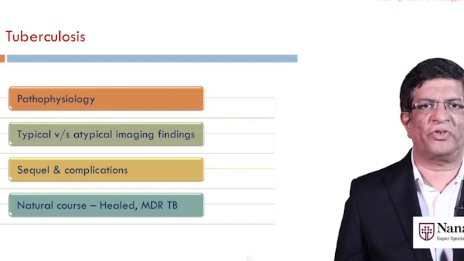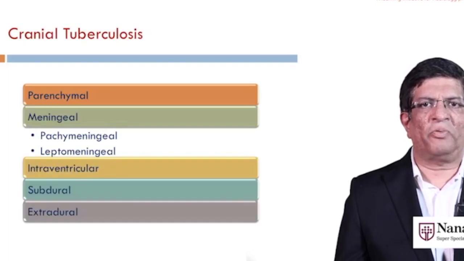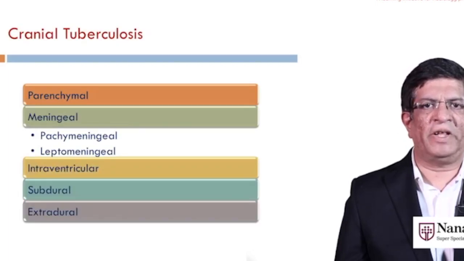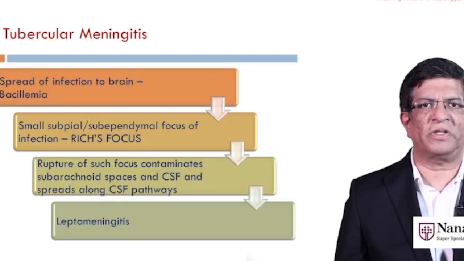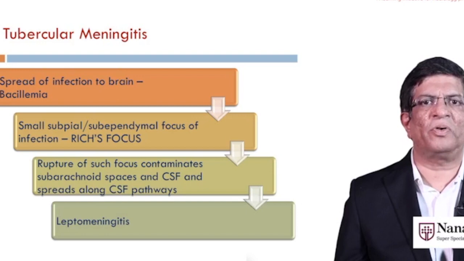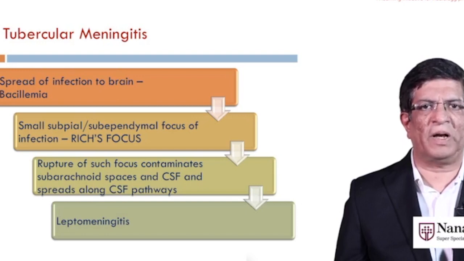We'll look at its pathophysiology, typical versus atypical imaging findings, sequelae and complications of CNS tuberculosis, and the natural course of healed tuberculosis and MDR-TB. Cranial tuberculosis is broadly divided into parenchymal, meningeal, which is further divided into pachymeningeal and leptomeningeal, intraventricular tuberculosis, subdural tuberculosis, and extradural tuberculosis. Of all these, leptomeningeal tuberculosis is by far the commonest. It happens due to spread of these bacilli from the bloodstream. So, bacillemia gives rise to spread of this infection to the brain parenchyma.